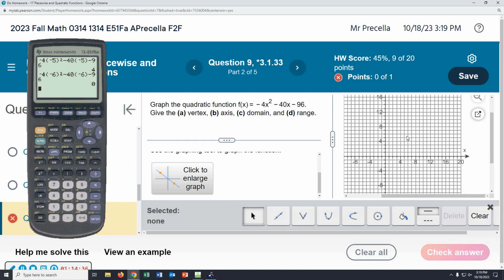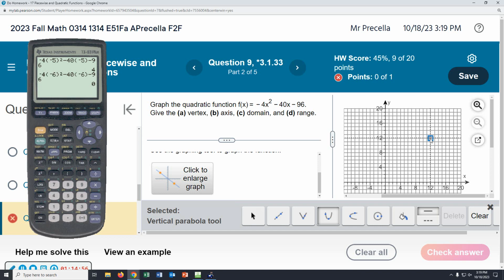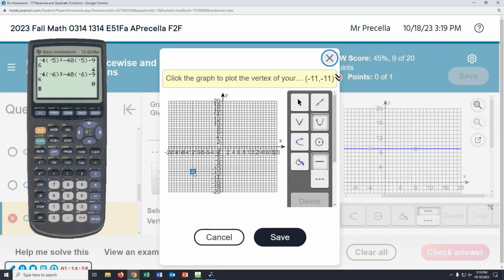You click it, okay, and then I go to the parabola tool, the vertical parabola tool. It doesn't matter whether it's opening up or down, you still use the vertical parabola tool. We click there, and it's negative 5. I can't see where it's saying the points. This is no good. I'm going to come over here and click. Negative 5, positive 4. There's the vertex. It's not showing the instructions.